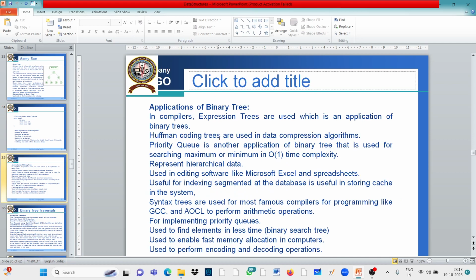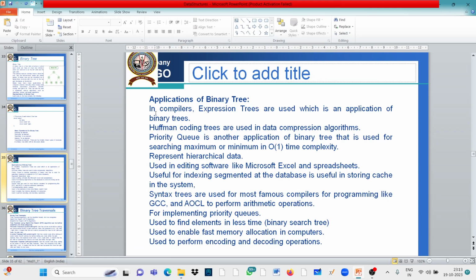Now, what are the applications of this binary tree? If you see the applications, we use them in compilers, and in expression trees. Then Huffman coding trees are also used in data compression algorithms. Priority queue is another application of the binary tree, used for finding the maximum or minimum, where the complexity is order of 1. So this is the best.